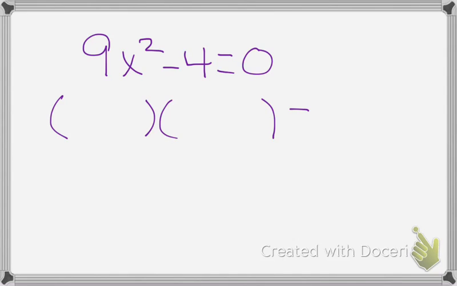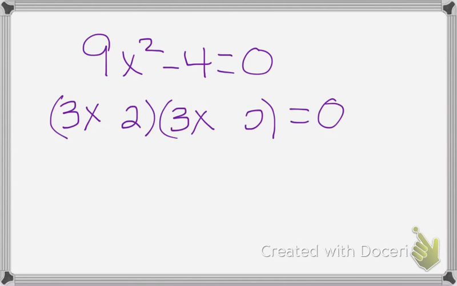Let's do 9x squared minus 4 equals 0. What method? Isn't it the difference of 2 squares? So this is how we start. We just make our 2 binomials. What is the square root of 9x squared? 3x. And the square root of 4? 2. And then what? Plus or minus?